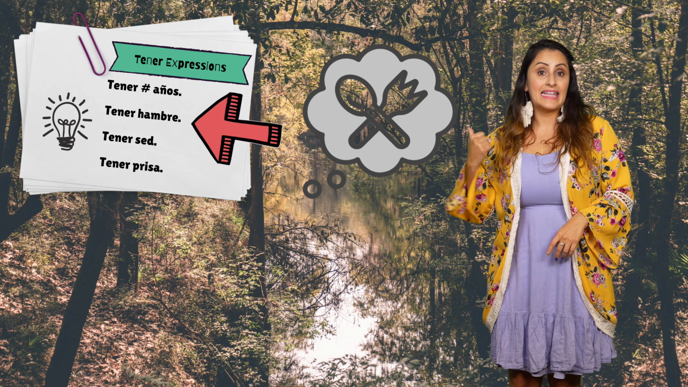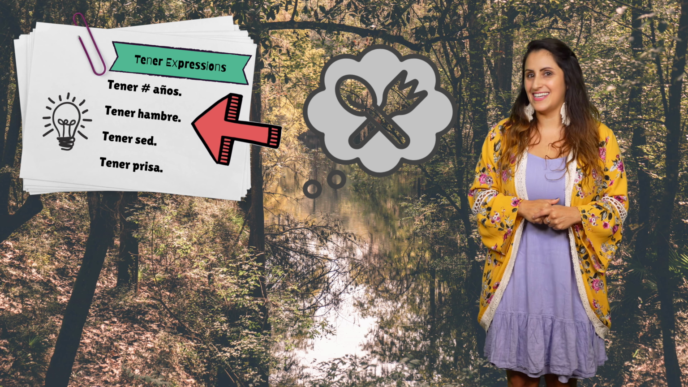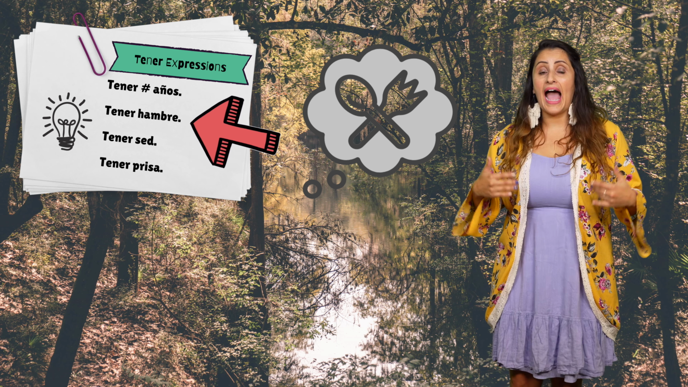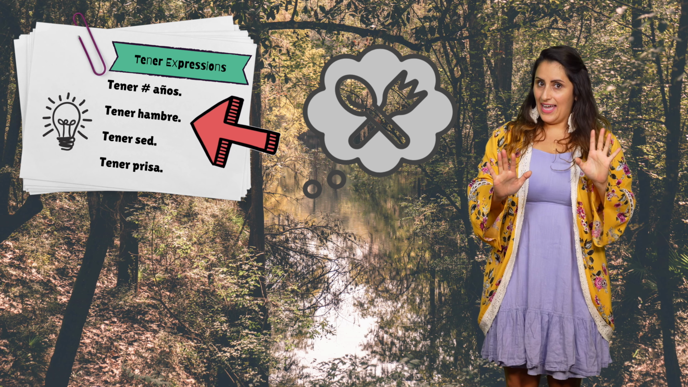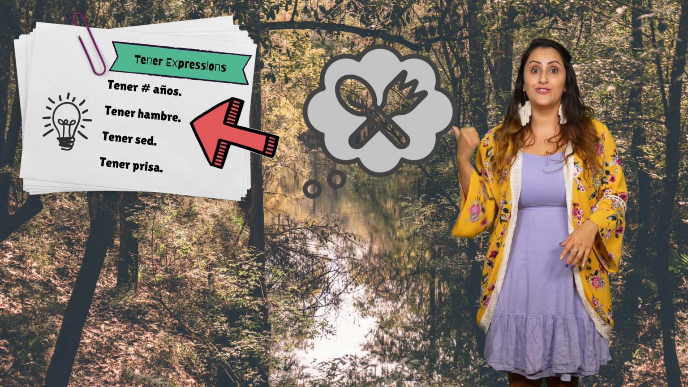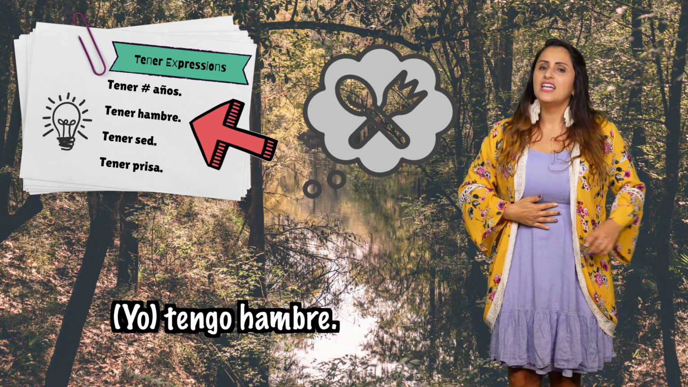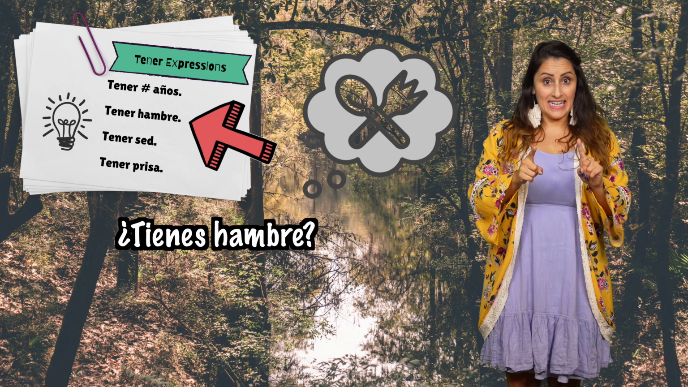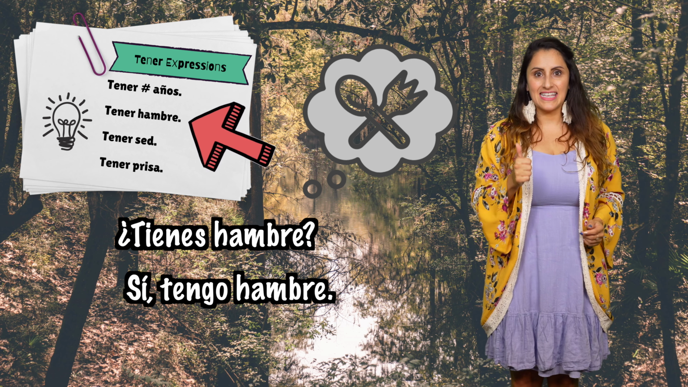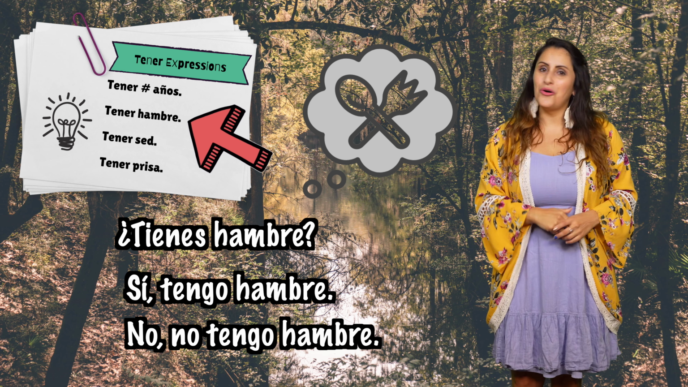So let's look at tener hambre. Tener hambre. Again, it's a little bit funky when you translate it into English because you wouldn't say, I have hunger. You would say, I am hungry. Again, think this way in Spanish. You have hunger. You have to use the verb tener. So if I'm hungry, I would say, yo tengo hambre. Yo tengo hambre. ¿Tienes hambre? Again, you could say, sí tengo hambre, or no tengo hambre.